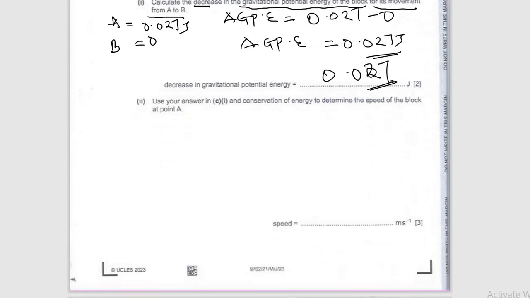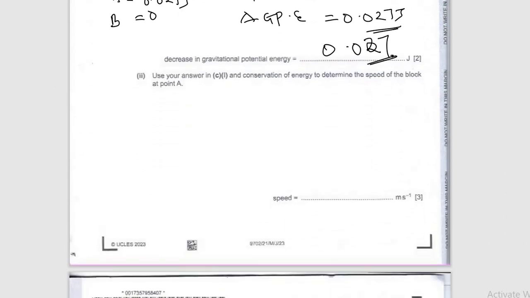And the next one, use the answer in C and conservation of energy to determine the speed of the block at point A. According to the principle of conservation of energy, the total energy at A must be equal to the total energy at B.